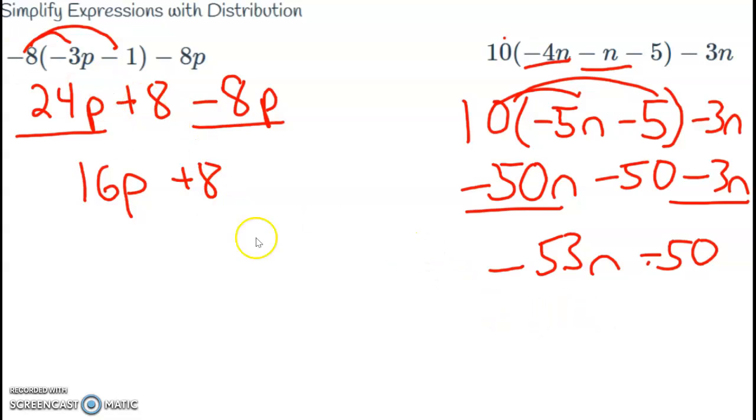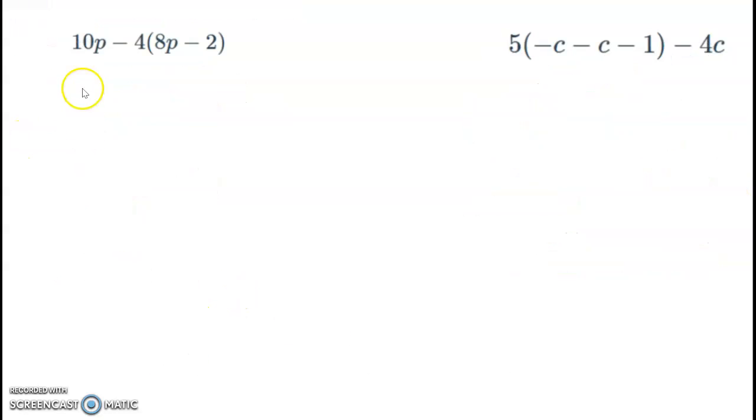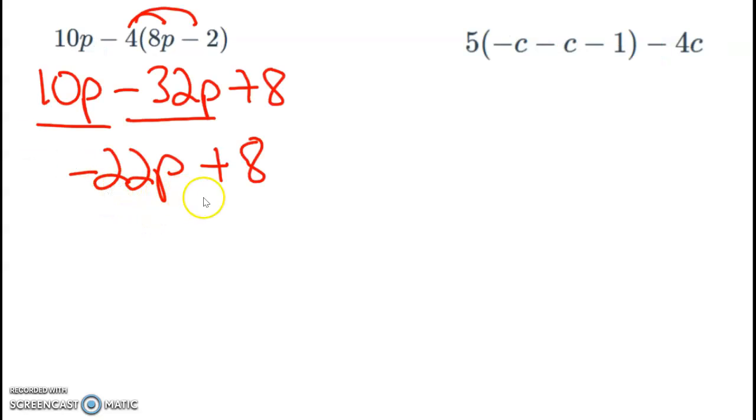Alright, here's a couple more examples. You can go ahead and pause the video here and see if you get these right. For 10p minus 4 times 8p minus 2, you should get -22p plus 8. You distribute the -4, -32p, -4 times -2 gives you positive 8. Combine the like terms 10p and -32p to get -22p. Bring down your 8.